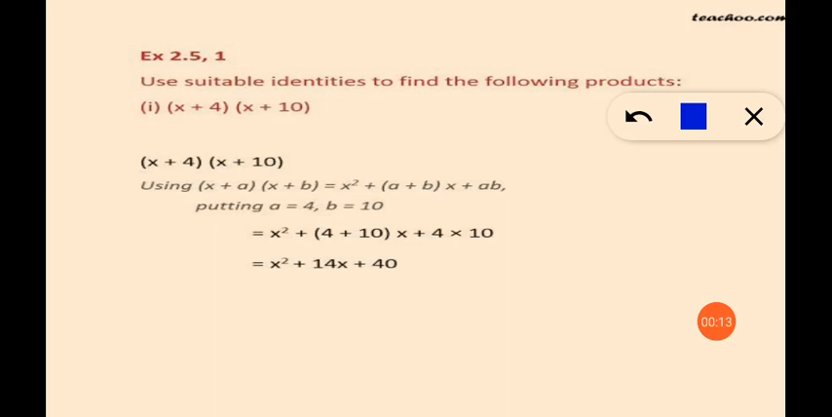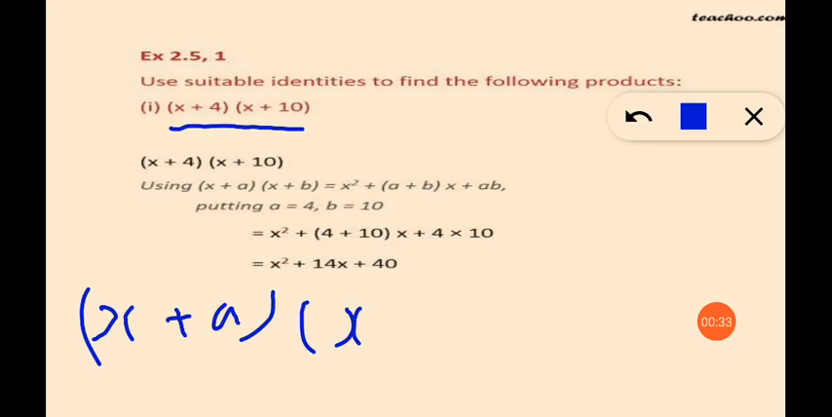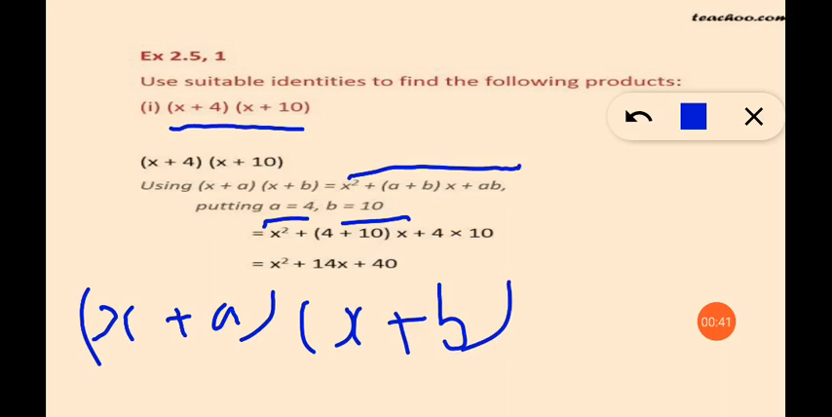The first question says, use the suitable identity to find out the following product. The question is (x plus 4) and (x plus 10). It is clear we have only one formula of such kind, (x plus a) into (x plus b), and this formula we have to apply. No need to think anything else. Here a is equal to 4 and b is equal to 10.